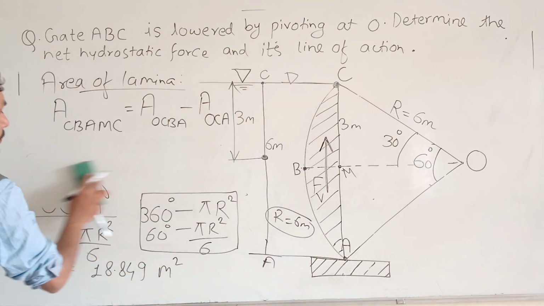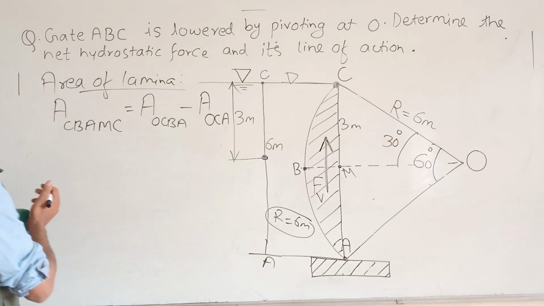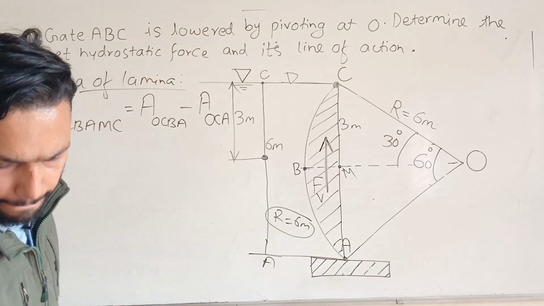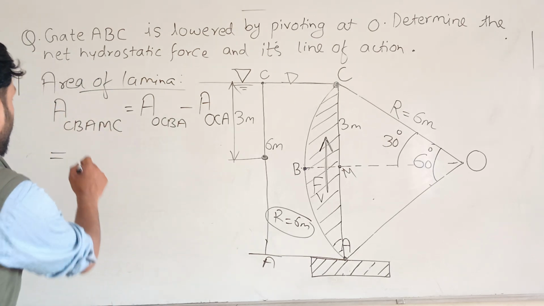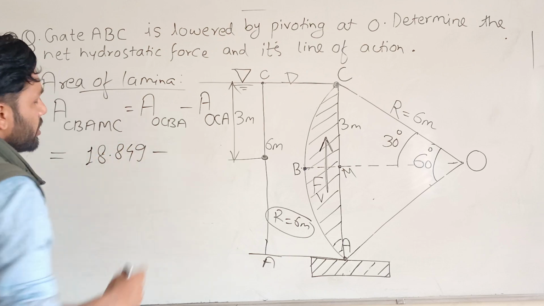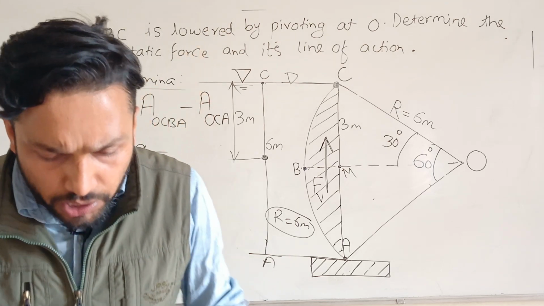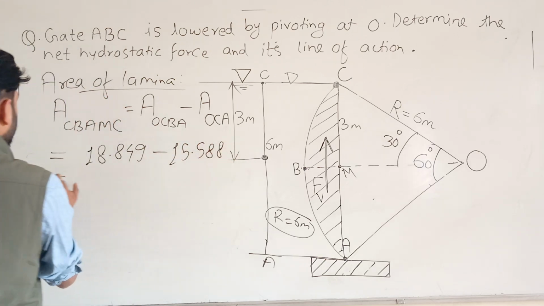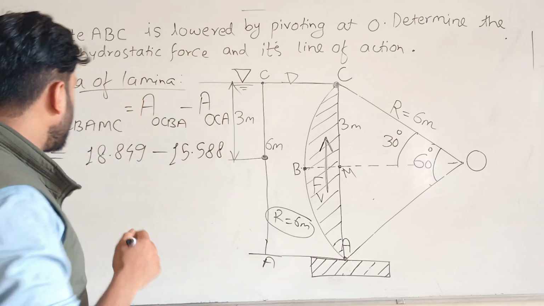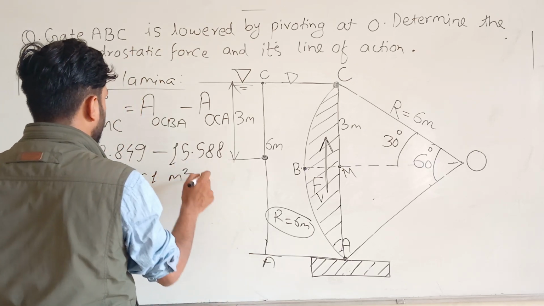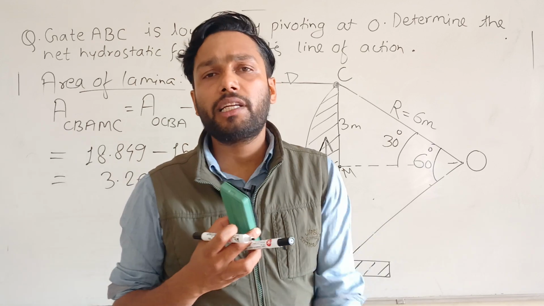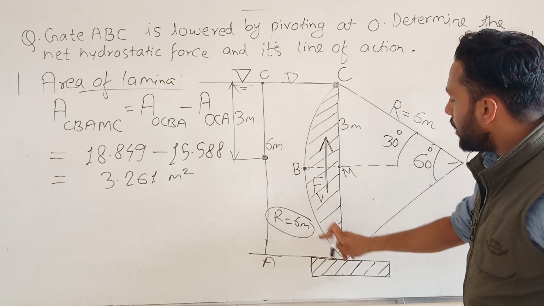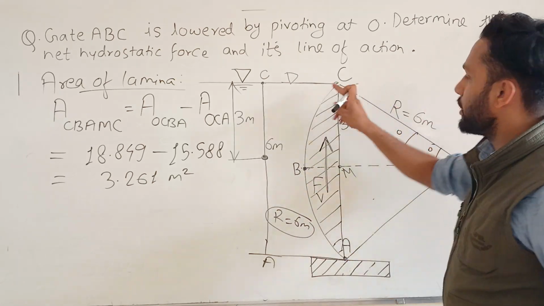Okay, so how much is the area of the sector? The area of the sector is 18.849. 18.849 minus the area of the triangle OCA, which is 15.588. So you are going to get the area as 3.261 meter square. Okay, you have got the area of the lamina by simple mathematics: subtract the area of triangle CAO from the area of the sector OCBA.